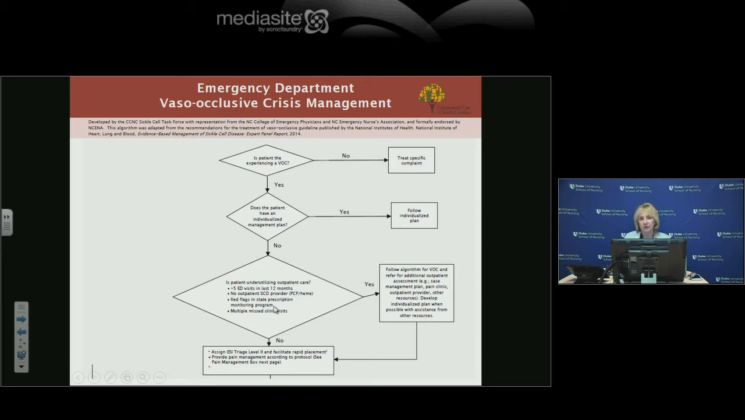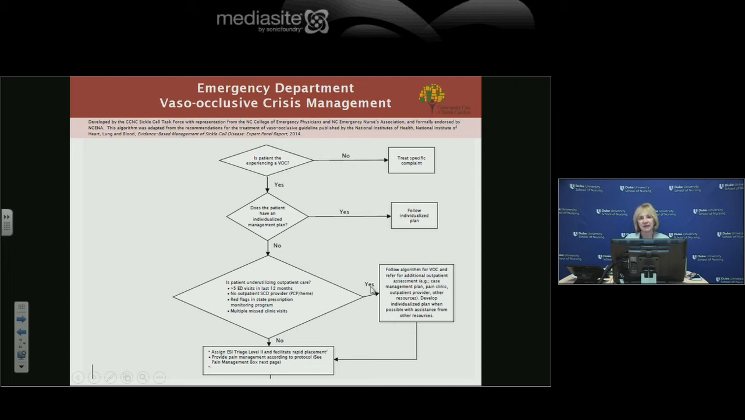If they don't, what we're also going to ask is, is this patient utilizing outpatient care? This is kind of the red flag for a high-risk patient. Have they had more than 5 ED visits in the last 12 months? Do they not have an outpatient sickle cell provider? So are they basically not getting outpatient care? Are there red flags in the state prescription monitoring program? Are they missing a lot of clinic appointments?